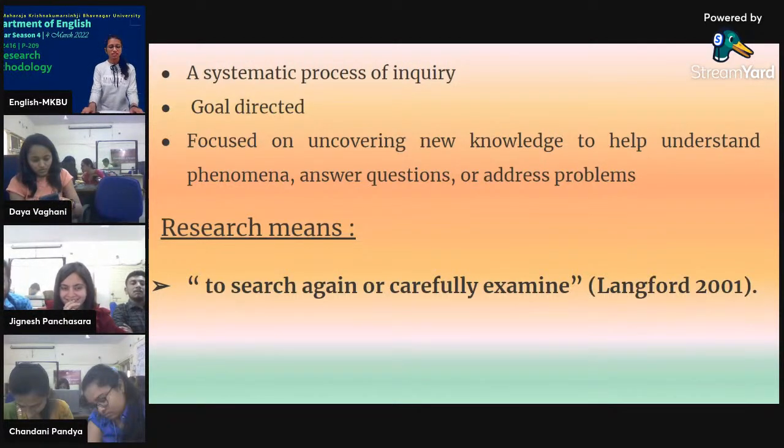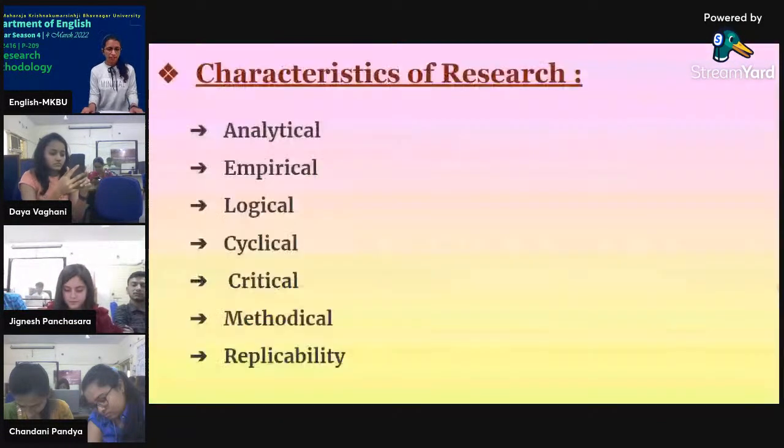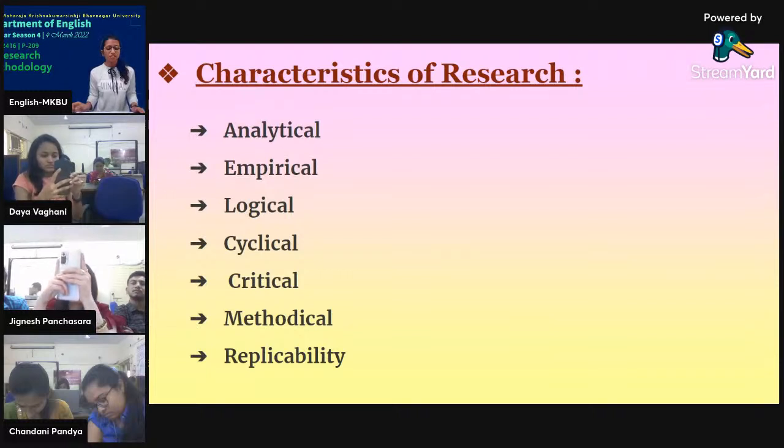And research is a literary process that eventually seeks to explain or solve an identified problem. And next we can see about the characteristics of research. First we can see about analytical. Research utilizes proven analytical procedures in gathering data, whether historical, descriptive, experimental, or case study.